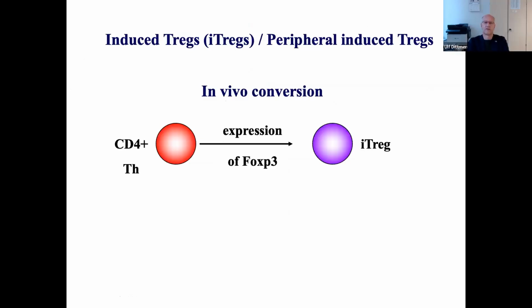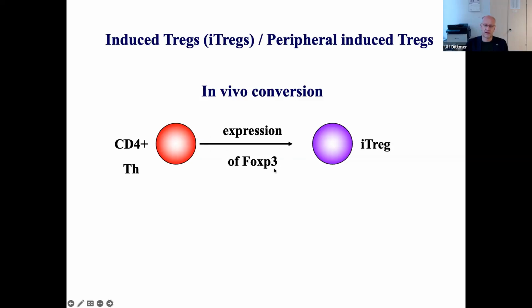So the second population of Tregs are the so-called induced Tregs, or now they are mostly called peripheral induced Tregs. So here we have a different situation. There's an effector cell that came from the thymus, and it was born as an effector cell. But then some circumstances convert this effector cell to a Treg. And this usually goes along with the expression of FOXP3. So the FOXP3 program has to be turned on. And then, since they don't come directly from the thymus, we call them induced Tregs or peripherally induced Tregs.